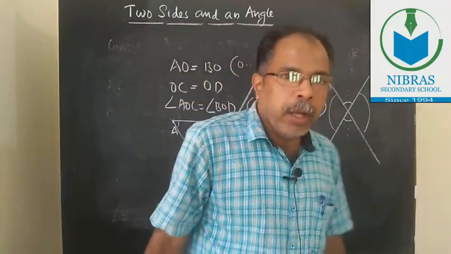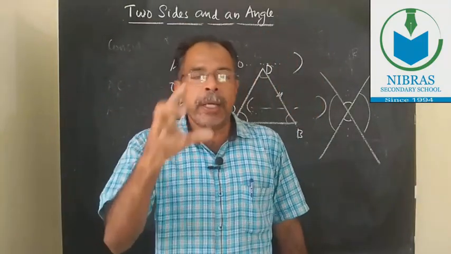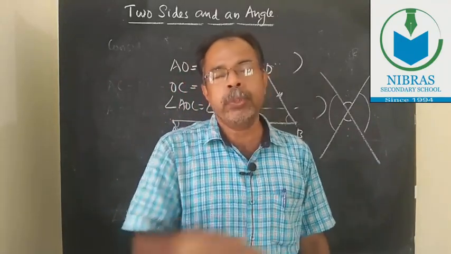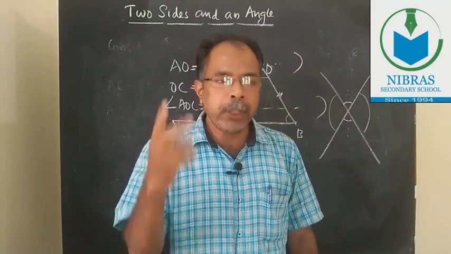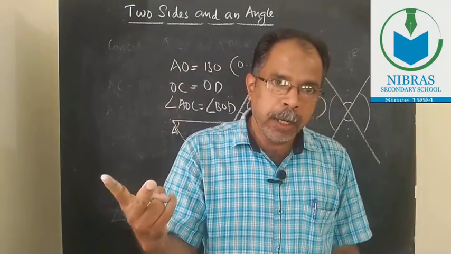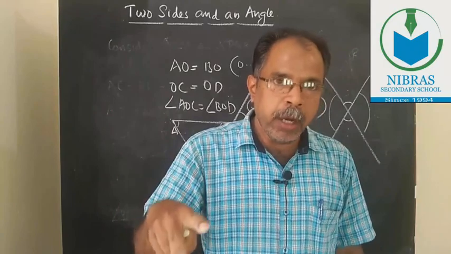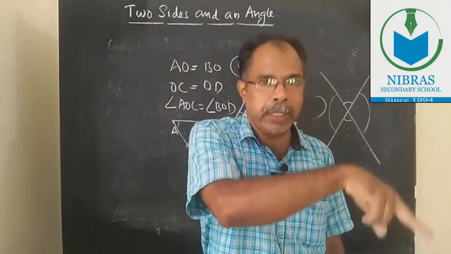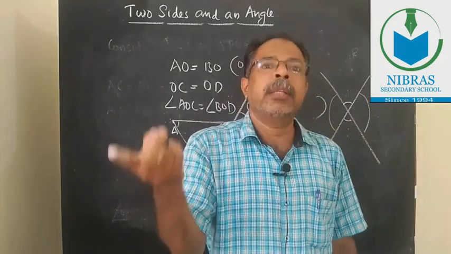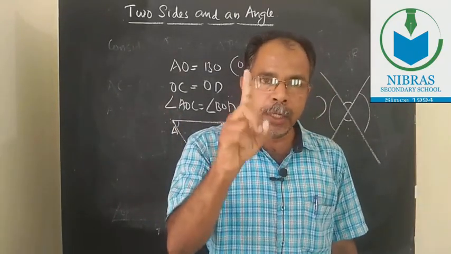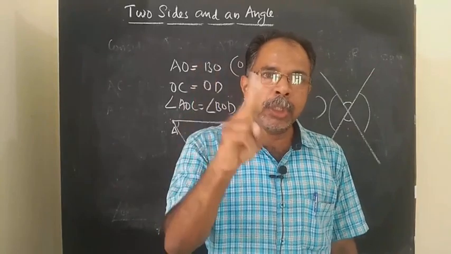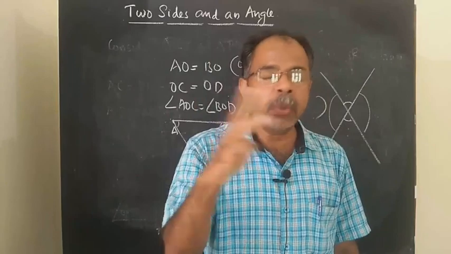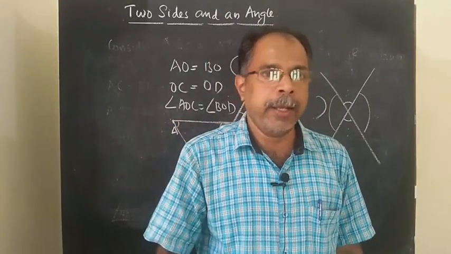So, what we learned today is the second condition for the equality of two triangles. What was that? If the two sides of a triangle and the angle between them are equal to the two sides of another triangle and the angle between them, then the third sides are equal, the other two angles are equal, and the two triangles are equal triangles.